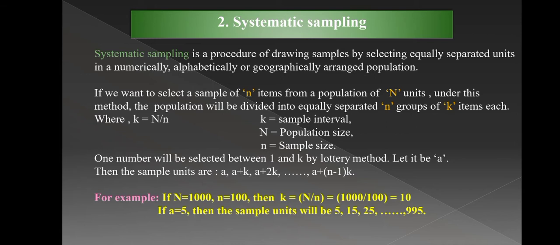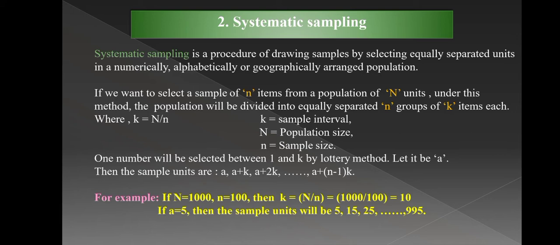Next we'll go to systematic sampling. What do we mean by systematic sampling? Systematic sampling is a procedure of drawing samples by selecting equally separated units in a numerically, alphabetically or geographically arranged population. So here from the population we have to draw a few samples. What procedure are we using? We are using the systematic sampling procedure for drawing the samples. Here we will arrange the units numerically or alphabetically or geographically. On this basis, we will systematically select the samples.